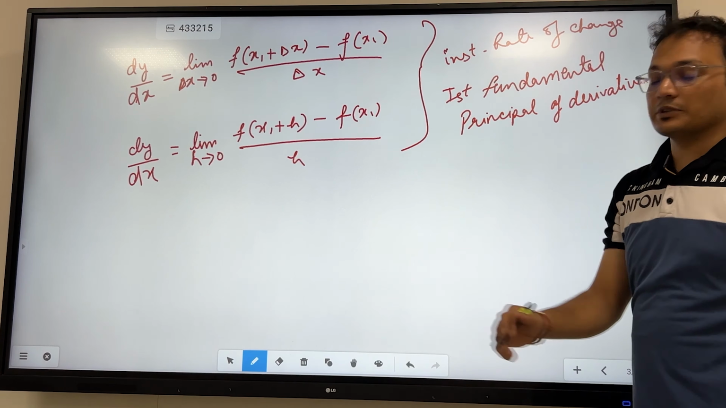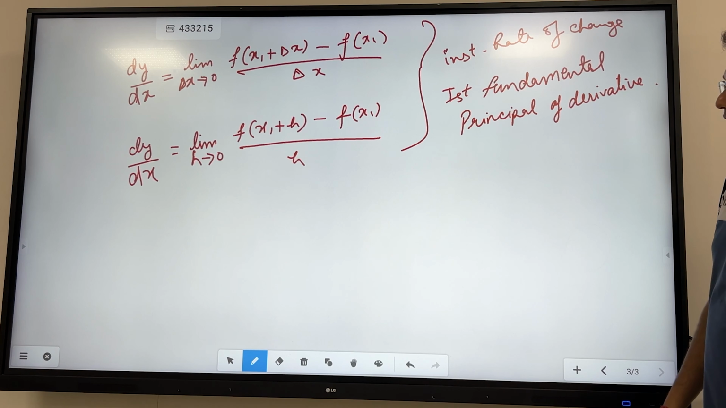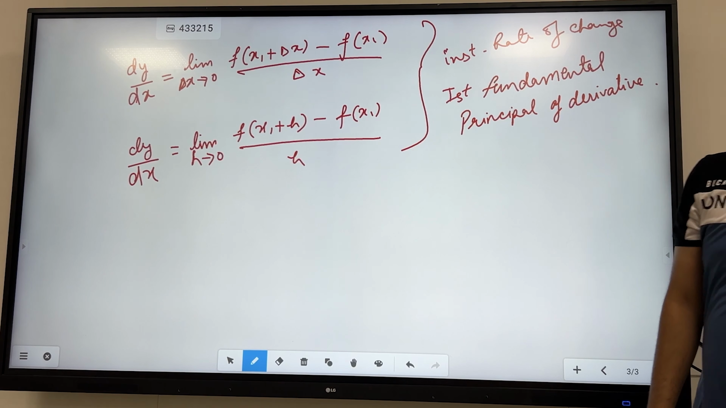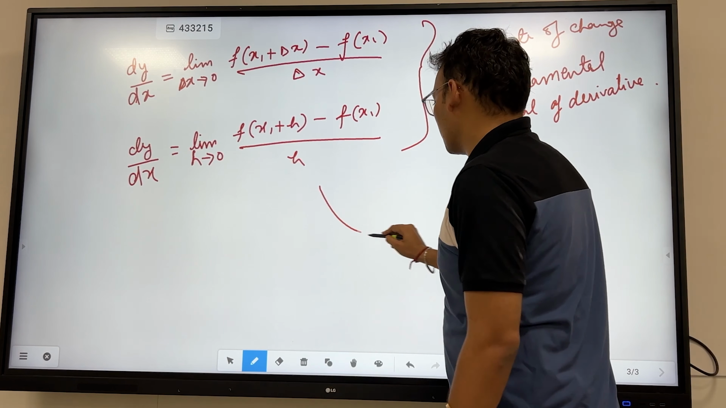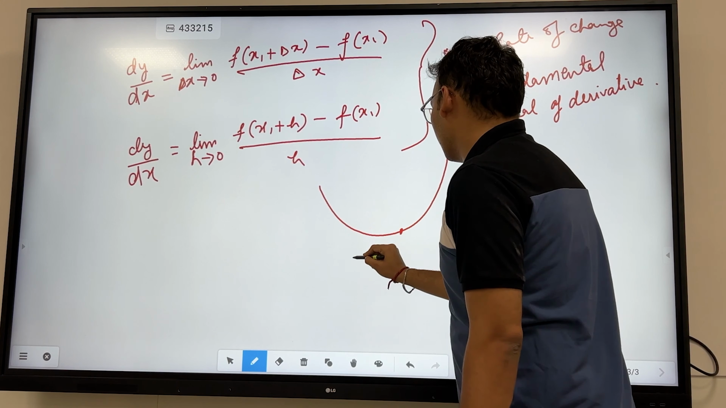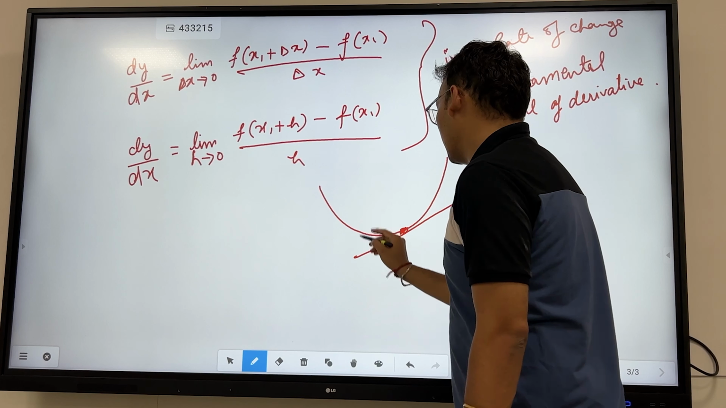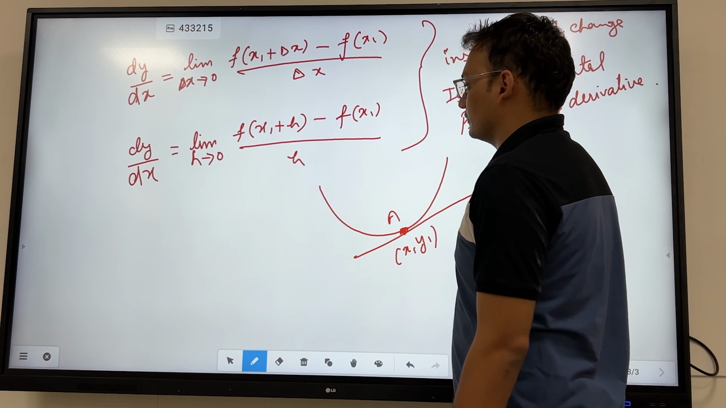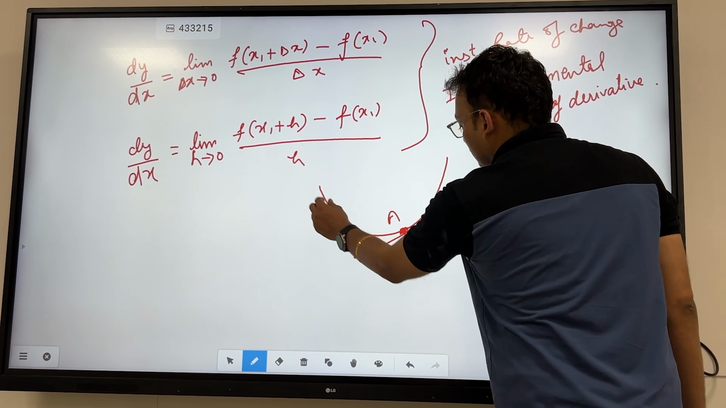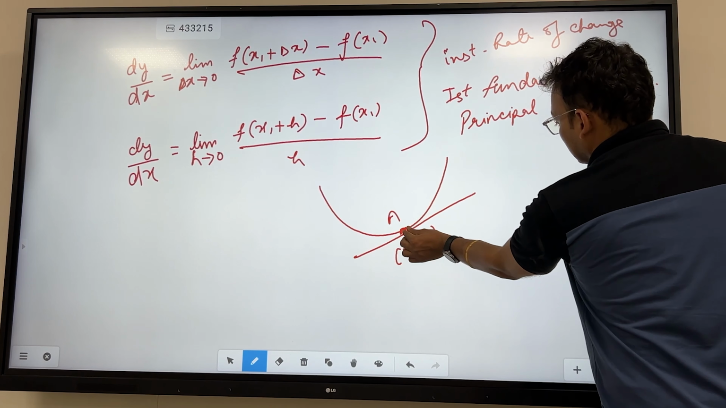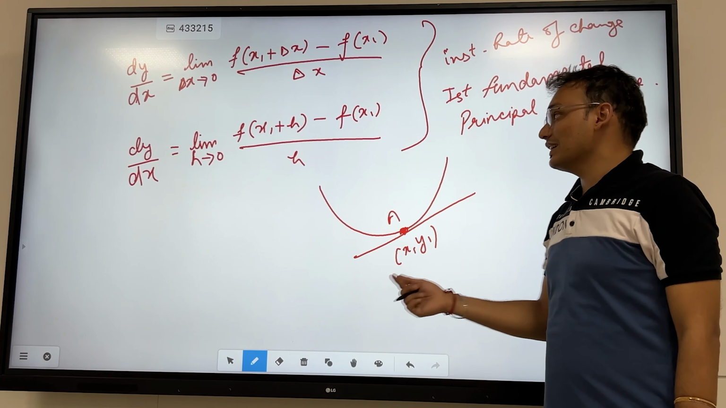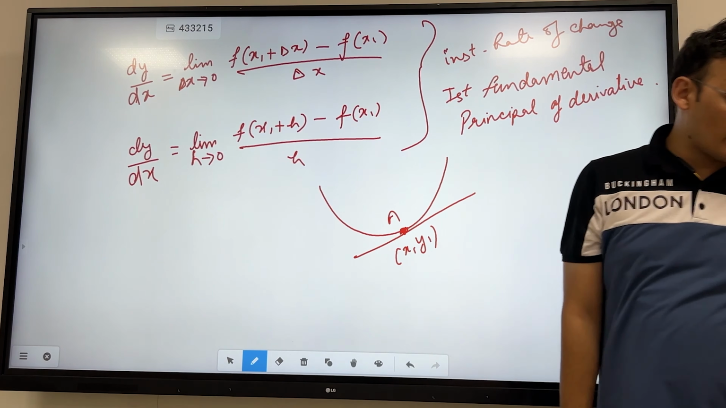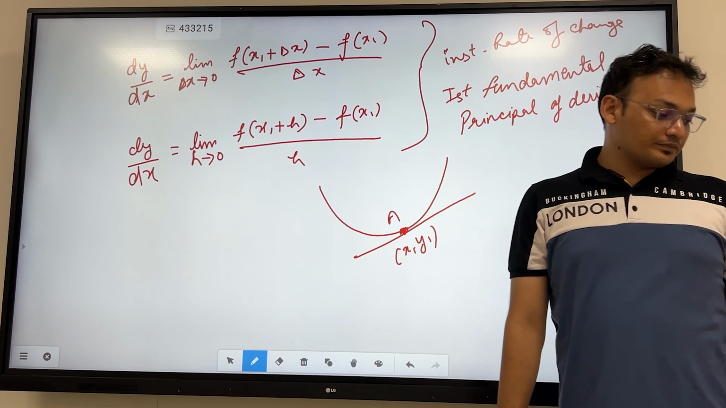This is known as the first principle of derivative, right? Is this clear to you, students? That means what I am doing, let's say this is the slope. Now I am finding the slope at this point A, which is (x1, y1), right? How the slope is changing at this particular point A. This is the instantaneous rate of change, which is known as differentiation. Is that clear to you, students?